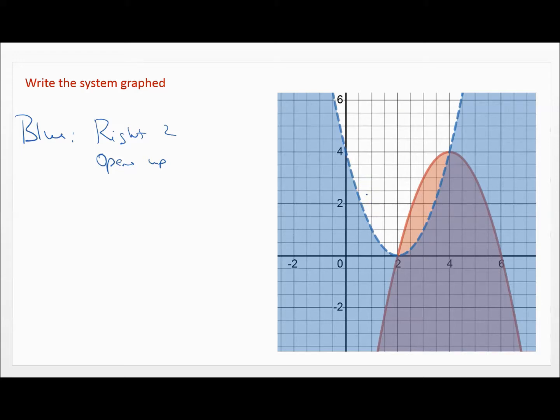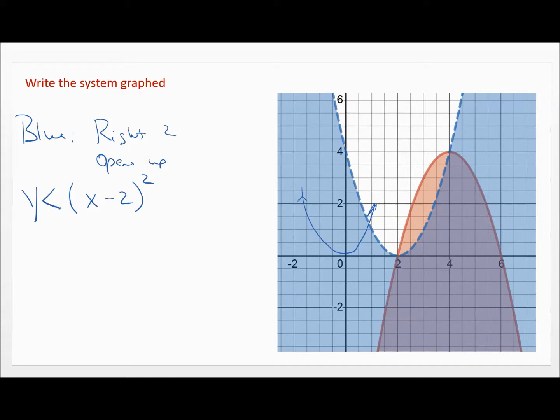All right, so first of all, right 2. That means we subtract 2 inside the function. Remember, that's how you move right 2. Notice it hasn't been moved up at all. It's just a plain old parabola that normally looks like this, moved right 2. That's it. So that is y equals (x minus 2) squared. But we've shaded below the y values. We've shaded below the line. So that means y is less than (x minus 2) squared.